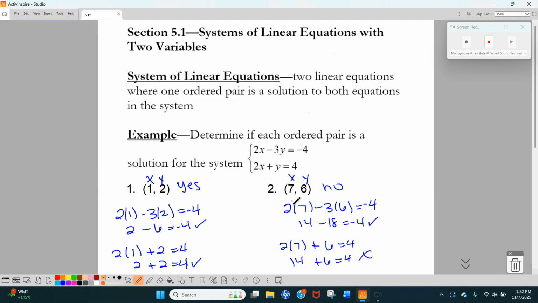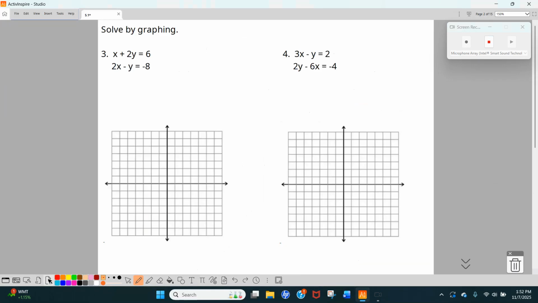All right, so a system of equations is when you've got two equations working together, and the solution is the ordered pair that makes both of them true. So you just have to check the ordered pair in both equations. If it's true for both, then yes, it's an answer. If it's not true for one, no, it is not.